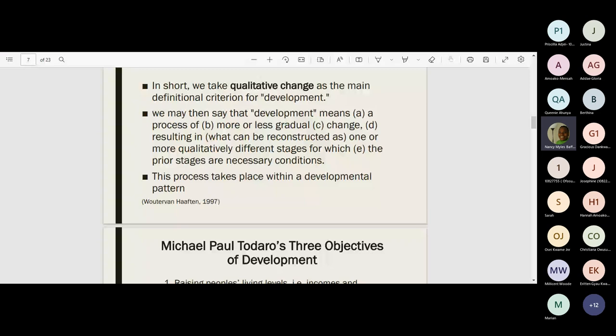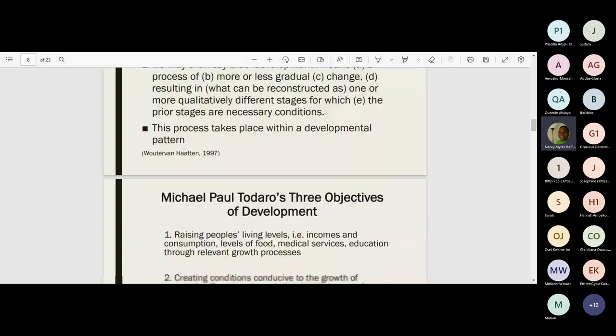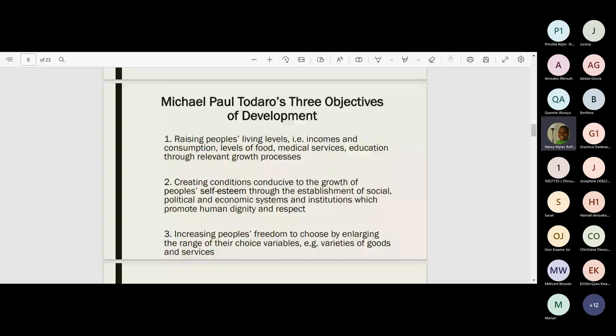So here we are on the third person's view, which Queenie helped us take note of. First, make sure if you say you are developing, you have this focus. Objective means your object, your focus. What development properly understood must focus on. This is this author. One, make sure people's living levels have been raised. I don't think we're having that now in Ghana. Maybe God will help us.